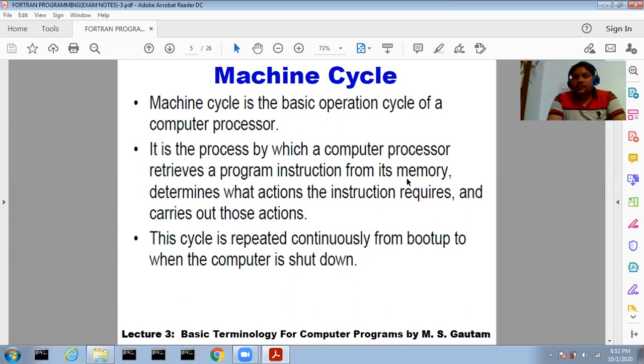We can also define it as the process by which a computer processor retrieves a program instruction from its memory, determines what actions the instruction requires, and carries out those actions. The machine cycle is repeated again and again from when we start the computer until we shut it down. So the basic operation of the machine cycle is repeated again and again.